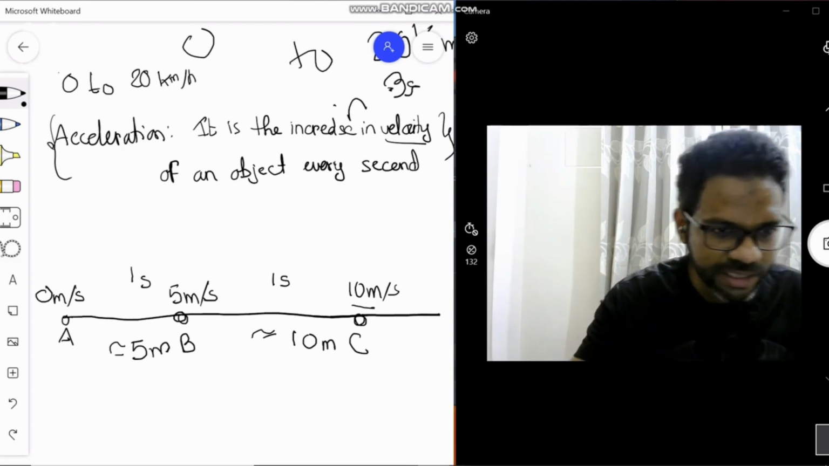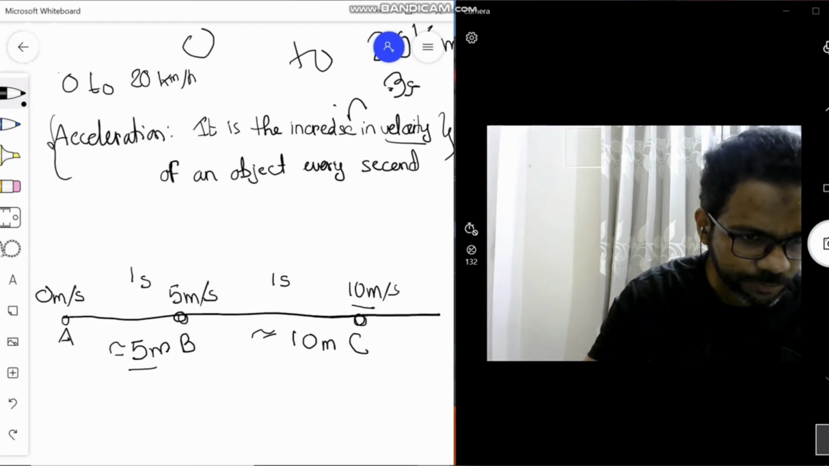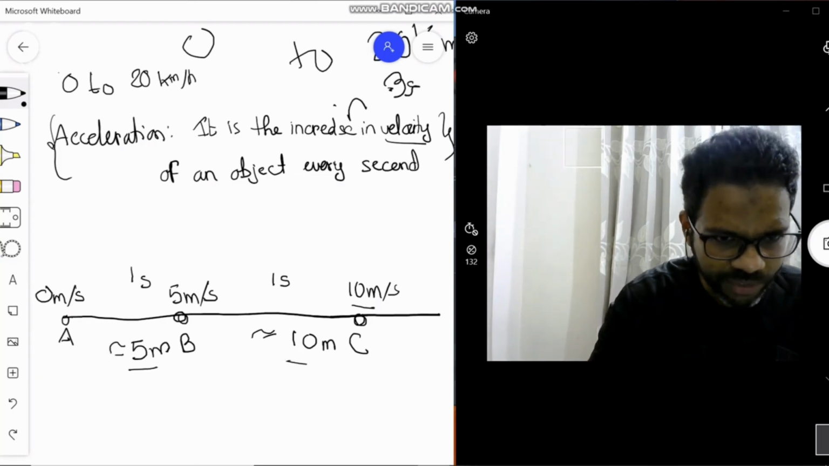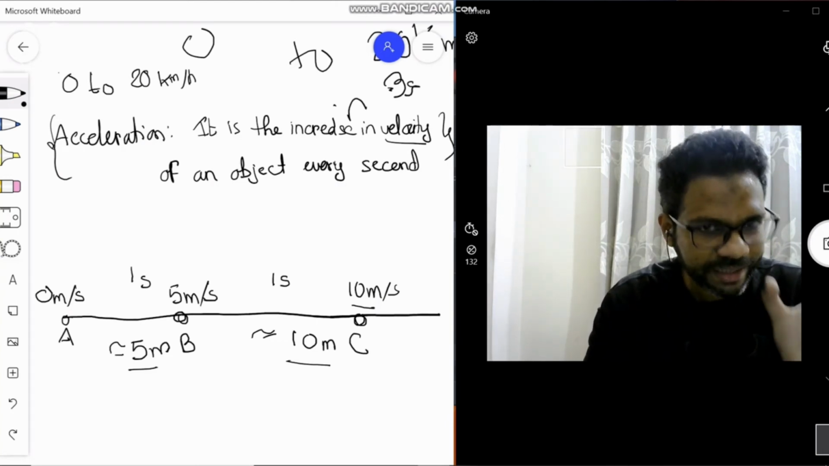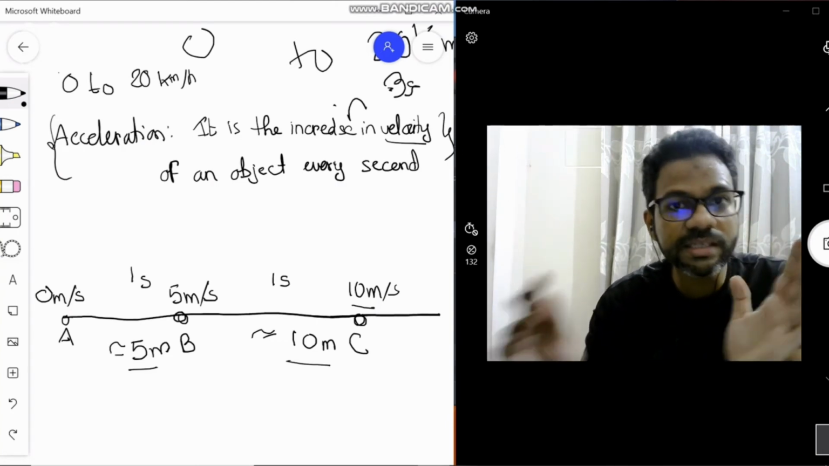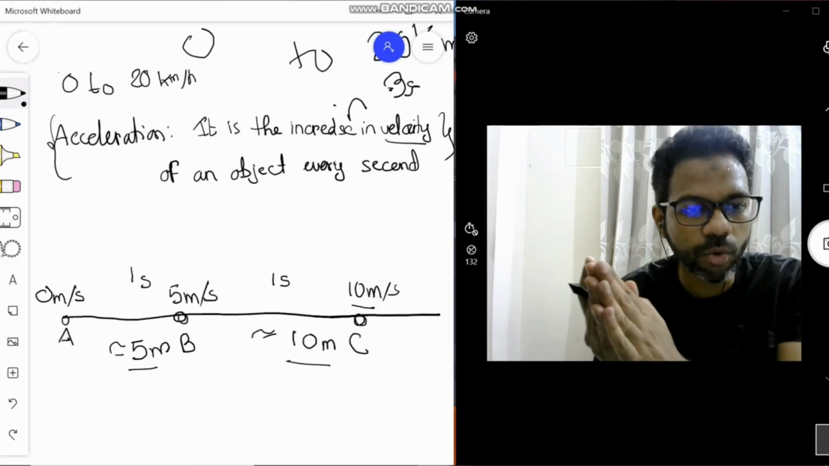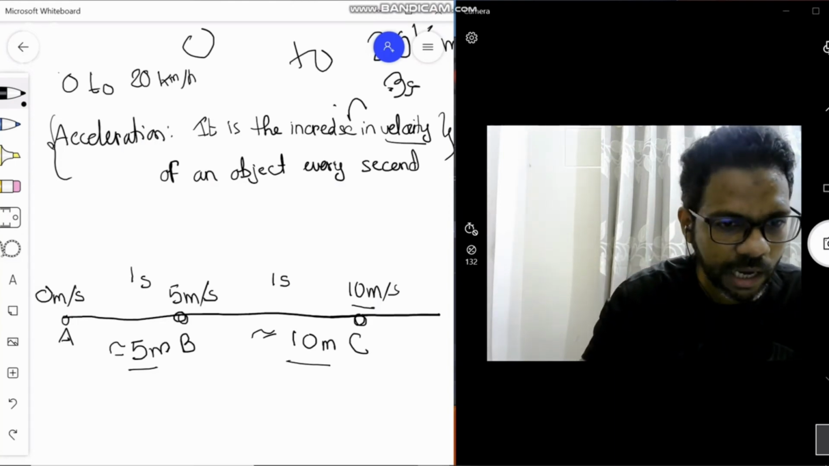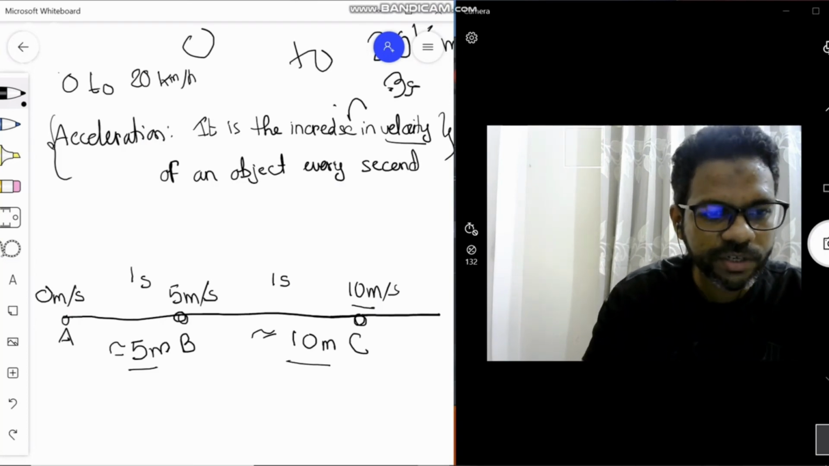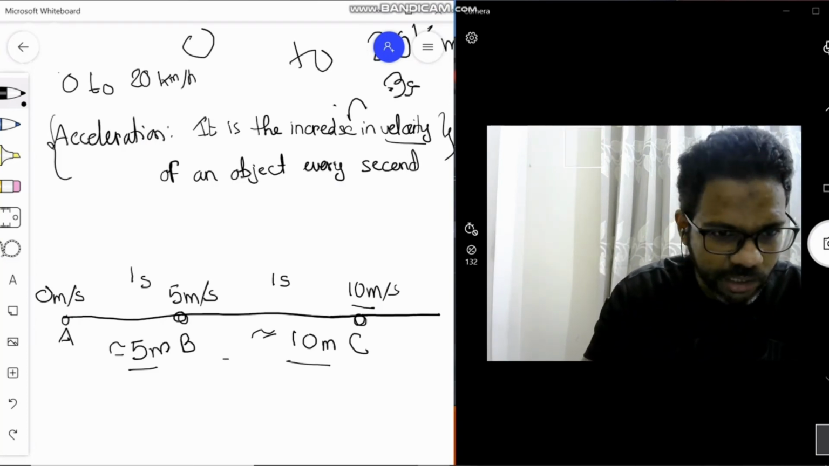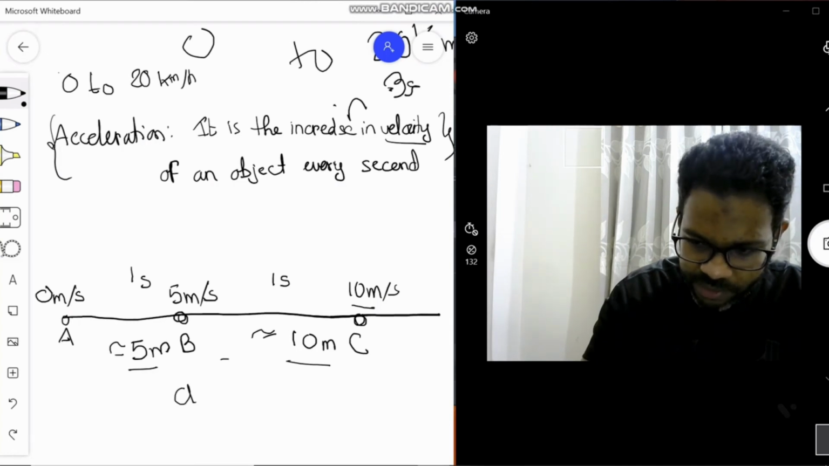Of course, the distances that I have given here, 5 meters and 10 meters, are not a correct representation of the distance, but what I wanted to show you is that it is covering more distance in the same time. In every 1 second, it's covering more distance, and this is how the object is seen to be accelerating. So what is the acceleration of the object here? The acceleration of an object is found using the equation.